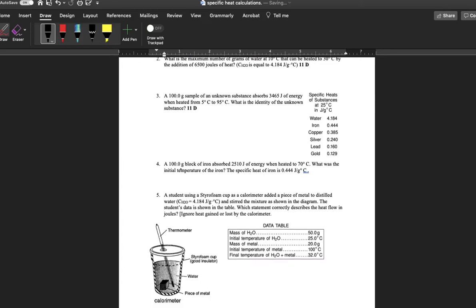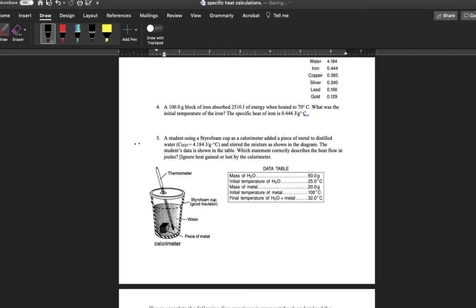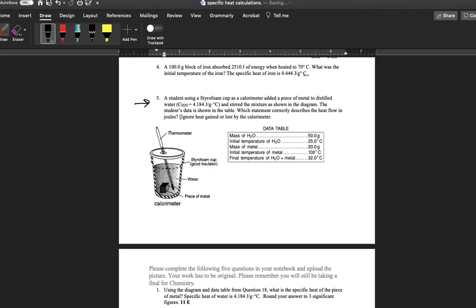All right, next, down here. Now this looks different, right? Question says, a student using a styrofoam cup as a calorimeter added a piece of metal to distilled water, and they give you the specific heat capacity of distilled water, and stirred the mixture as shown in the diagram. The student's data is shown in the table. Which statement correctly describes the heat flow in joules? Ignore heat gained or lost by the calorimeter.